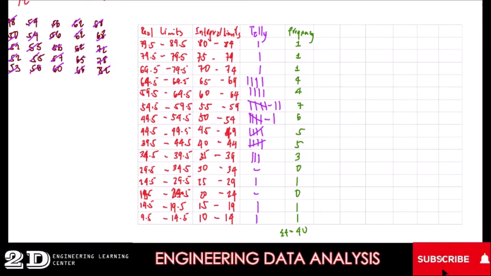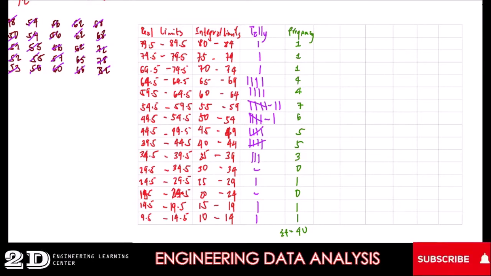Okay, so welcome back to our video on event data analysis. We are still on the topic of the group frequency distribution for interval data. In the previous video, we managed to complete four columns of our frequency distribution table, and now we will try to complete everything.